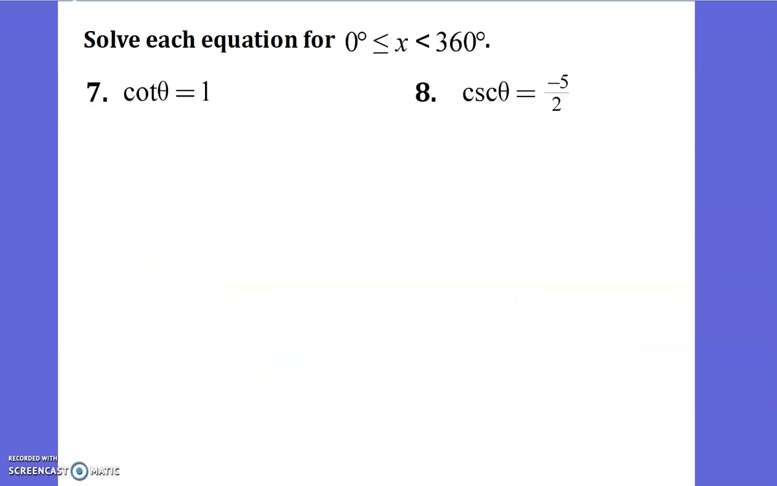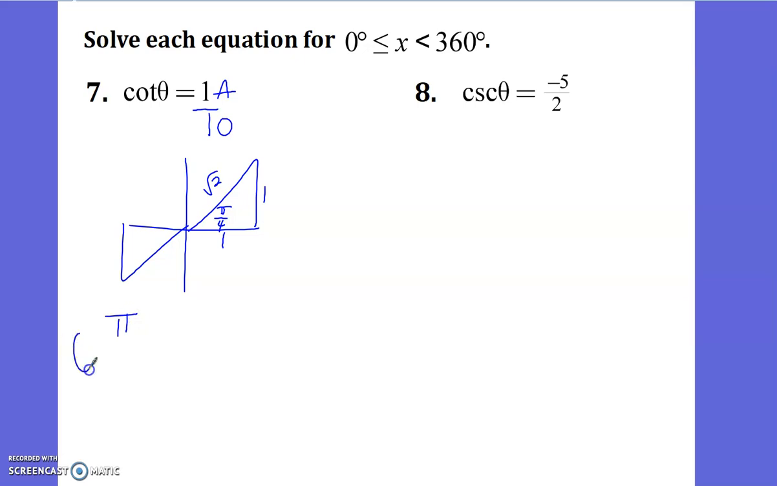Two more. Number 7, cotangent of theta equals 1. Cotangent is adjacent over opposite. That does match the side lengths of a special right triangle. Cotangent is positive in the first and second quadrant. This is the pi over 4s. We have to answer exact if we can. Ooh, not pi over 4s, we're in degrees. So 45 degrees, okay. So 45 degrees, and then this is going to be 225 degrees.